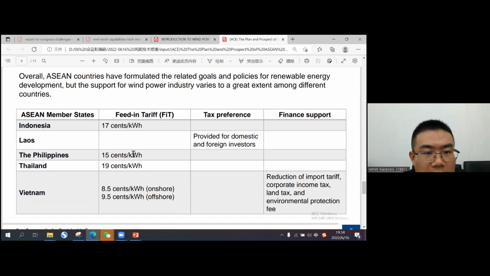Okay, and we have formulated related goals and policies. Policies are very important, especially the feed-in tariff, the FIT, the tax preference, and the financial support.